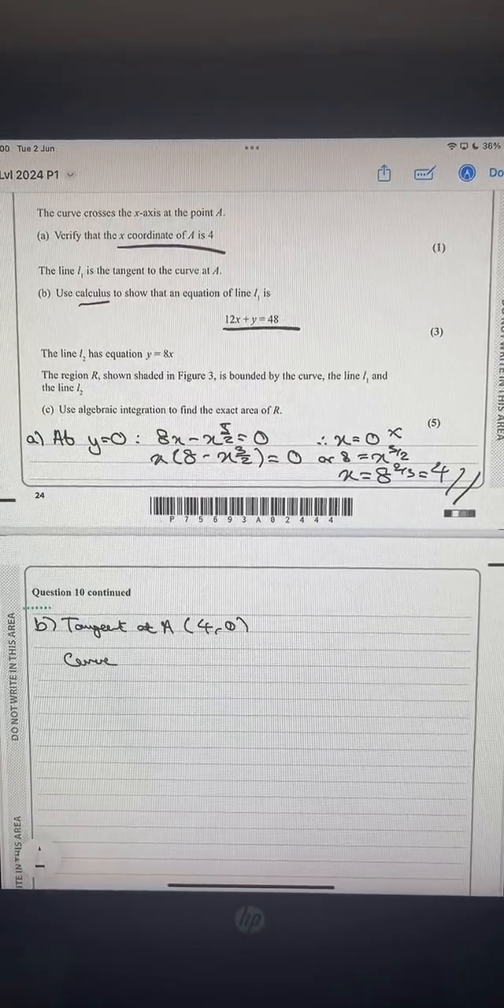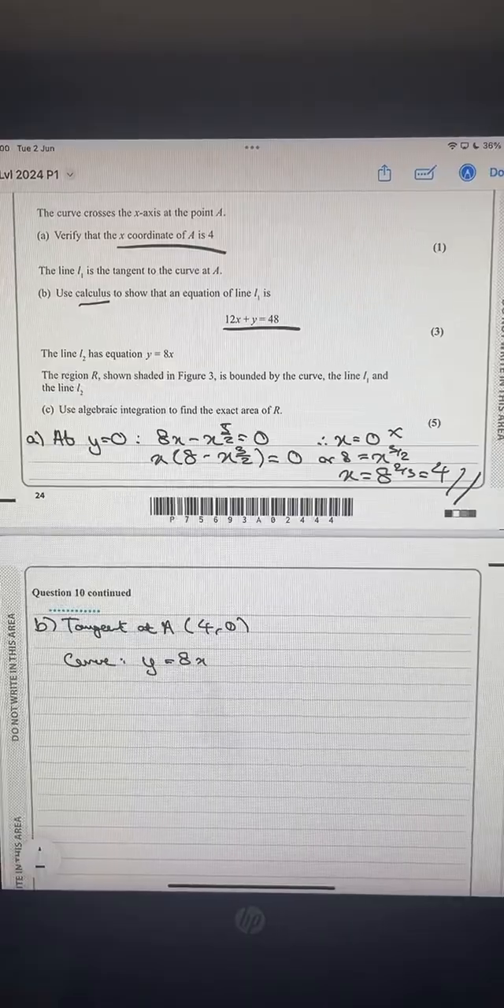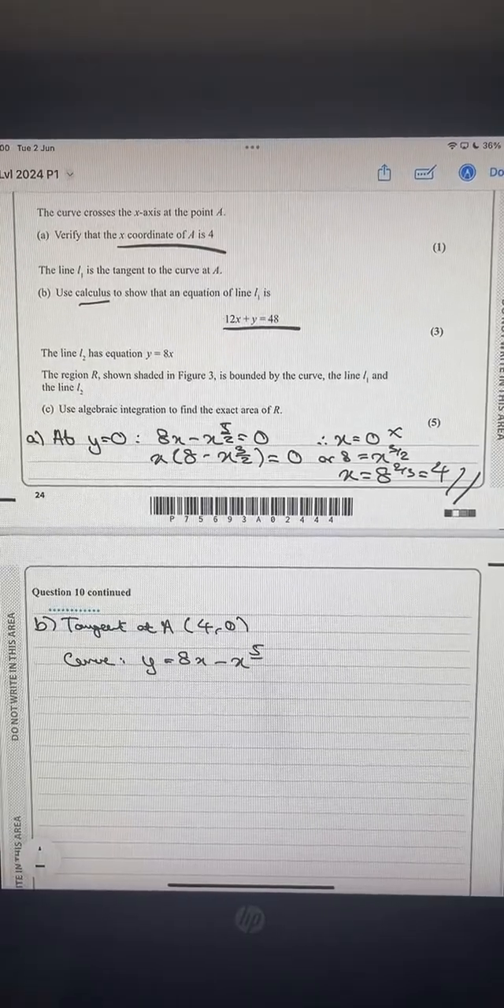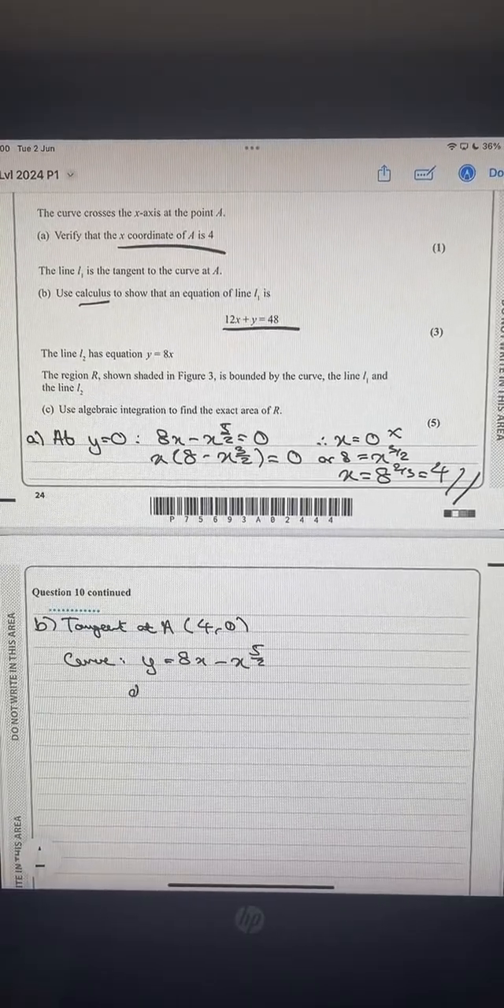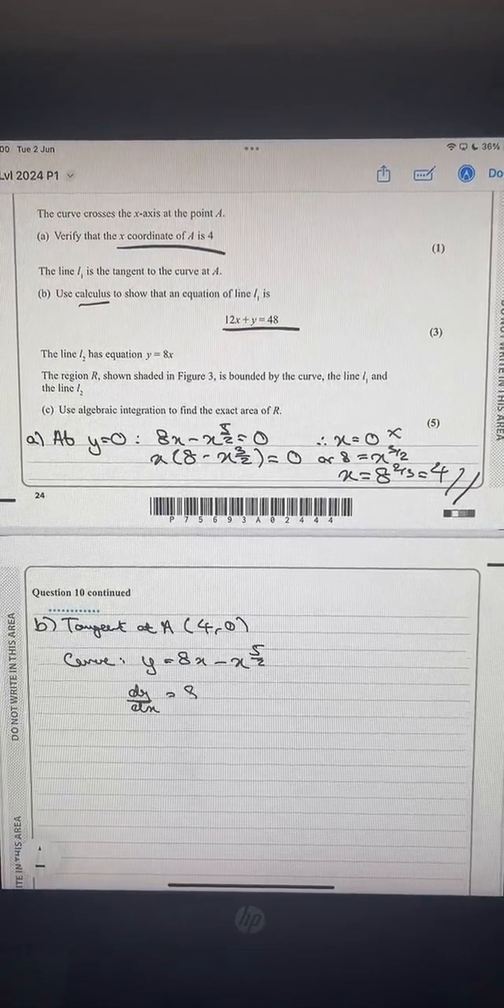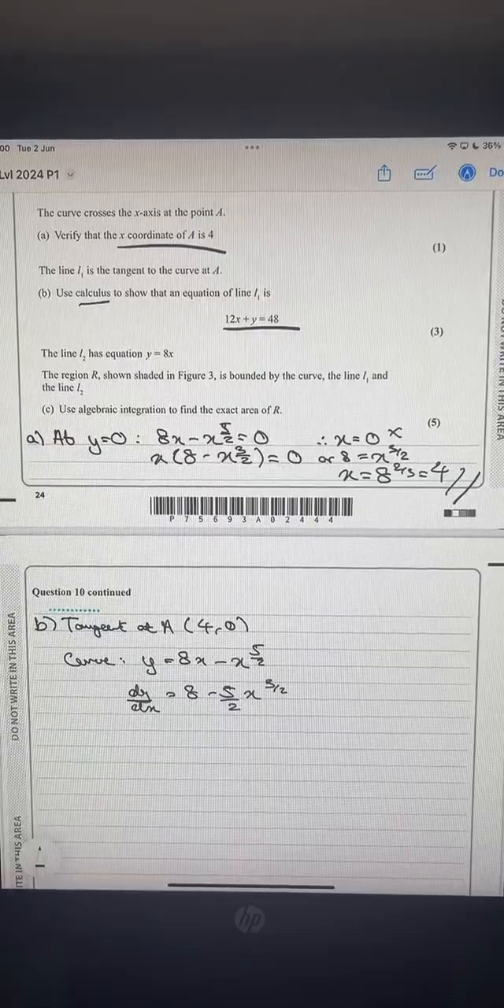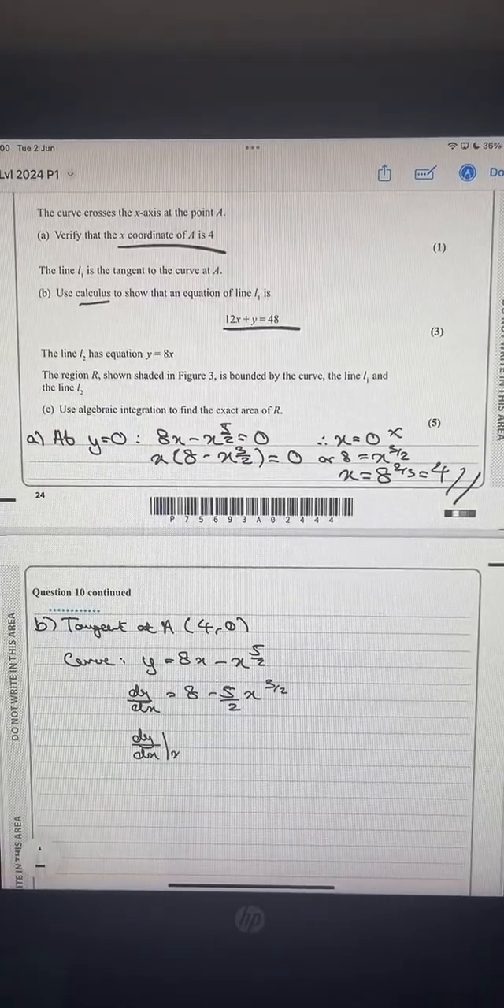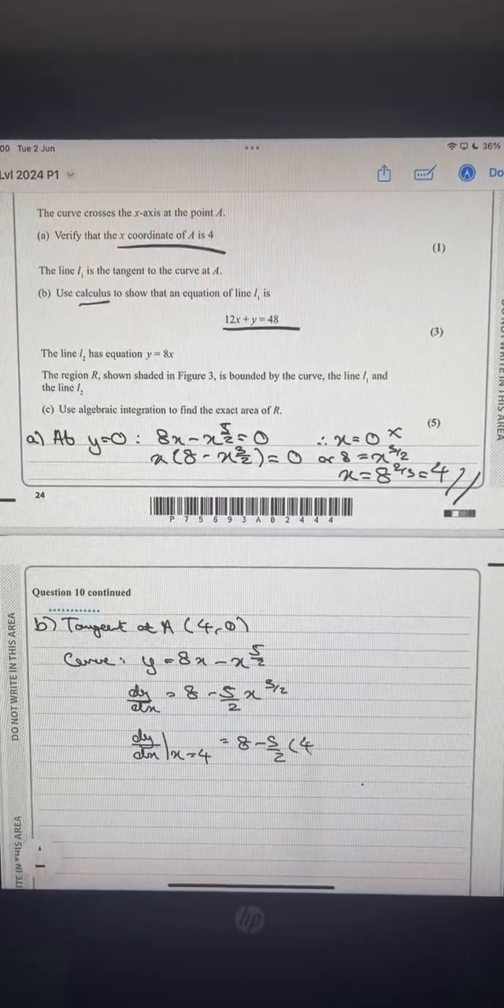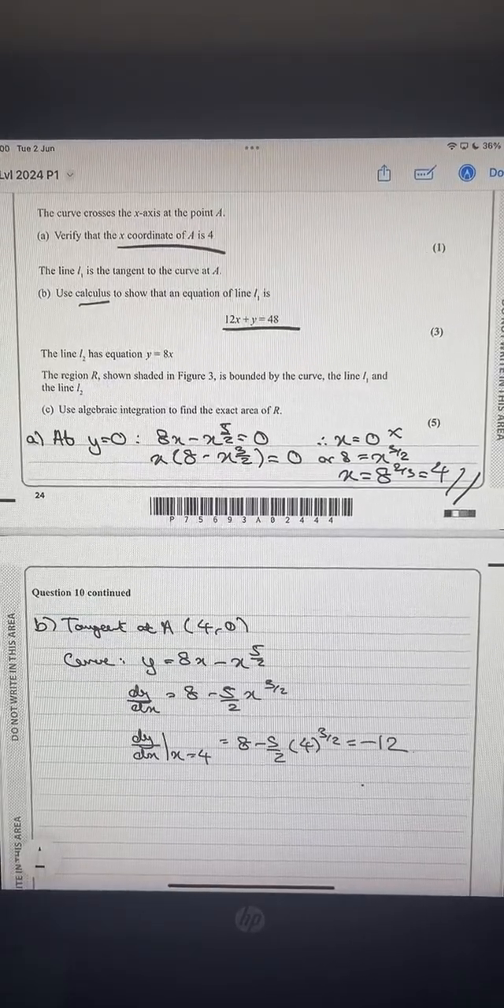So we've got my curve, which is y equals 8x minus x to the 5 over 2. And I just have to differentiate this, which is pretty standard. Minus 5 over 2 x to the 3 over 2. So you multiply by the old power, and you decrease the power by 1. That's a 3 over 2. We need it at this point, so dy by dx at x equals 4 is equal to 8 minus 5 over 2 times 4 to the 3 over 2, and you plug that in, and you get negative 12 as your gradient.